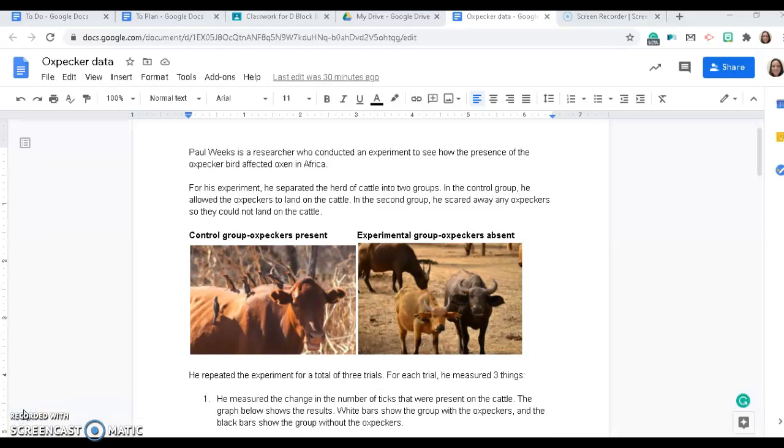So here is a little background on the experiment and the data. This research was conducted by a guy named Paul Weeks, and he wanted to see how the presence of the oxpecker bird affected oxen in Africa. And so he took a herd of cattle and he separated them into two groups. In the control group, he allowed the oxpeckers to land on the cattle. And then in the other group, he shooed away any oxpeckers before they could land on the cattle. So he scared them. So these cattle did not have any oxpeckers on them. This group of cattle did.